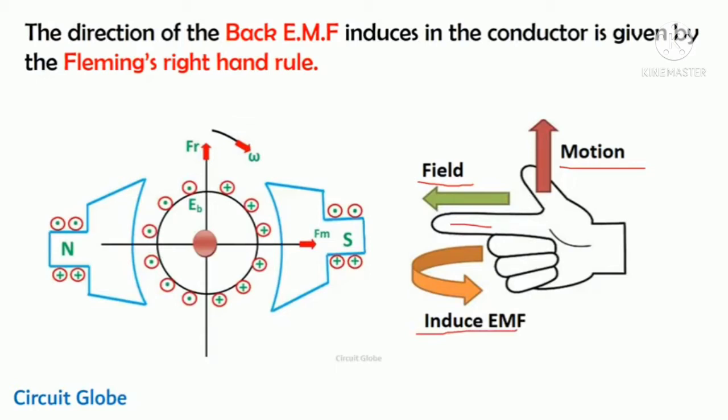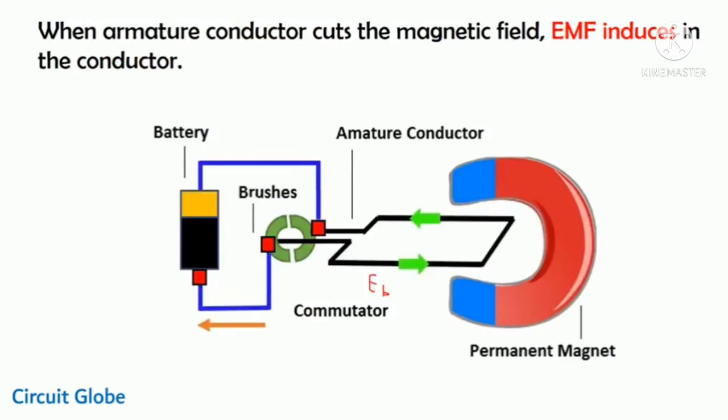If we apply this rule in the given image, then you come to know the direction of the induced EMF is completely opposite to the supply voltage. Now why is it completely opposite to the supply voltage? This happens because of Lenz's law. Now what is Lenz's law? Lenz's law says the cause is always opposed by the effect. Here the cause is the supply voltage and the effect is the back EMF. Because of the supply voltage, the back EMF is induced in the armature conductor. That is the reason the back EMF opposes the supply voltage.